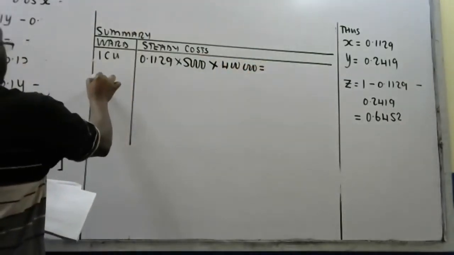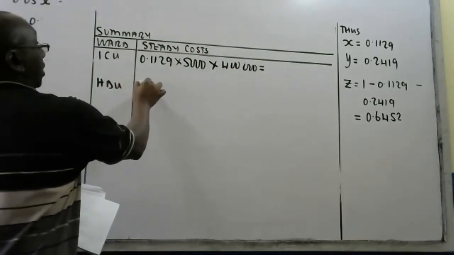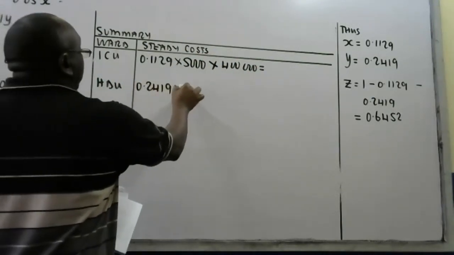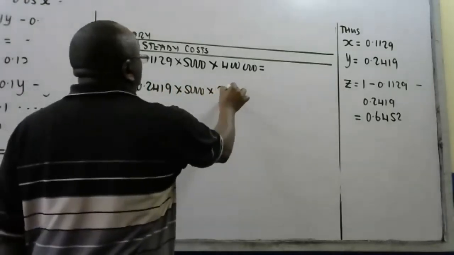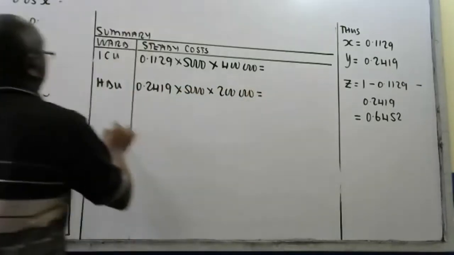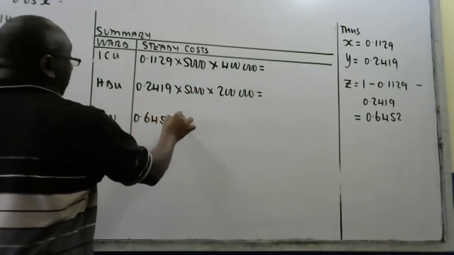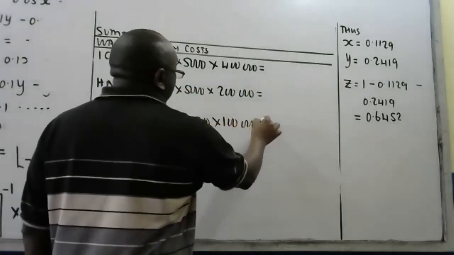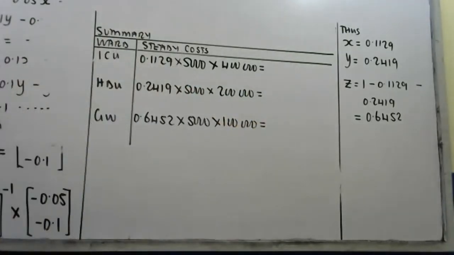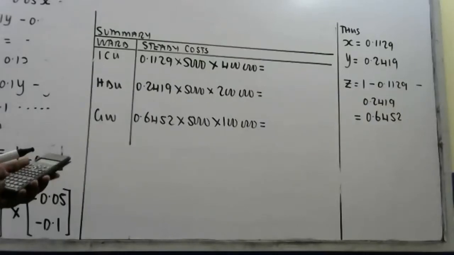We come and do the same here with high dependency, which has 0.2419 times 5,000. And the patient there is costing 200,000. Then the general ward is 0.6452 times 5,000 multiplied by 100,000.